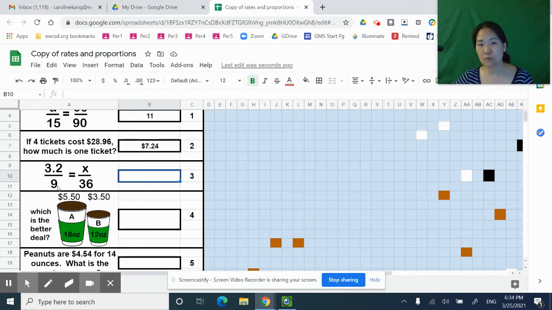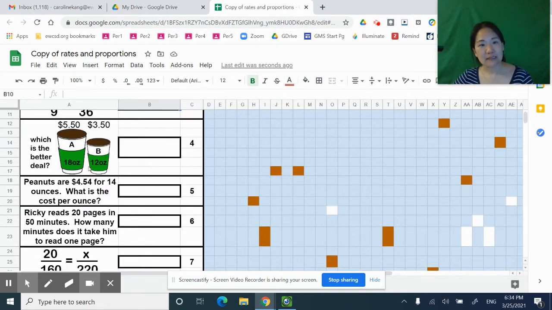Number 3, I am not going to solve, but you can see you're looking for the X right here. So what do you do to 9 to get 36? And then whatever you did, multiply by what? You do the same thing right here.